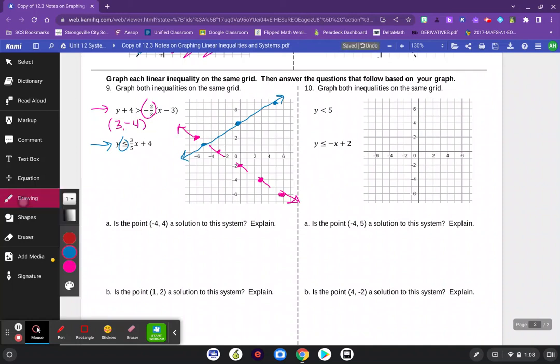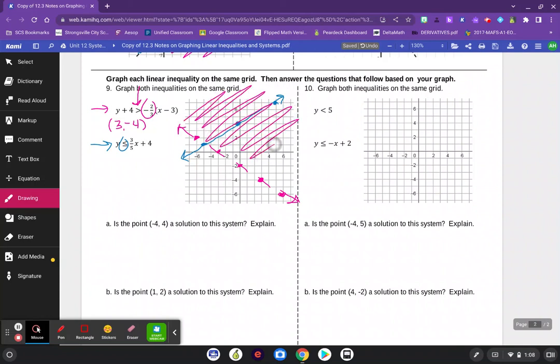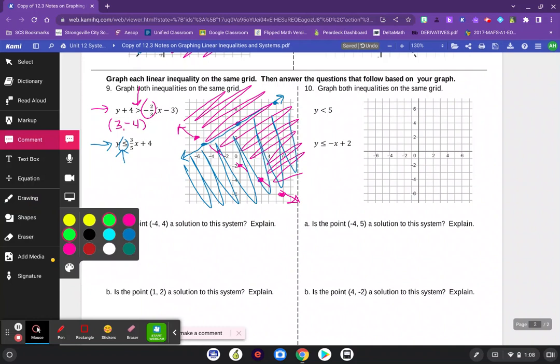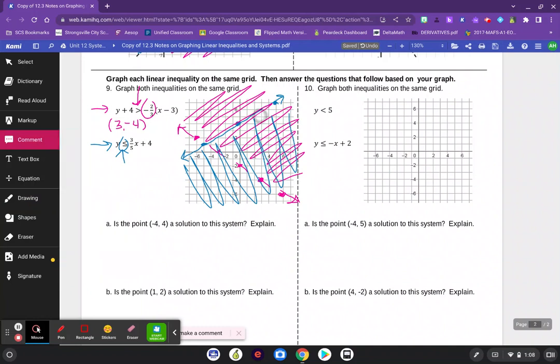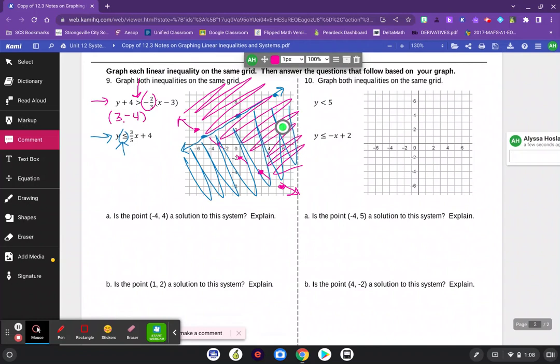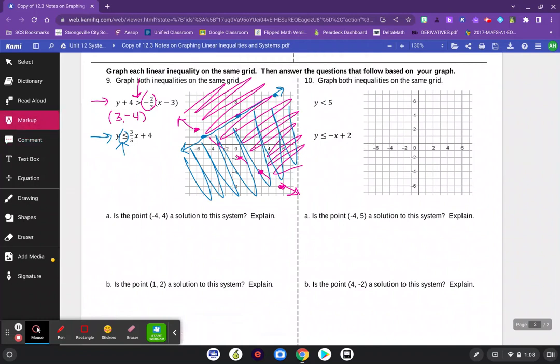Now I'm going to go back and I'm going to shade appropriately. So again, this is greater than, my pink line is greater than, so I'm going to shade above that dashed line. I'm going to go back to my blue. This one says less than, so I'm going to shade below my blue line. And then I like to highlight or circle or do something to acknowledge the fact that I have this double shaded area in through here. This is my region that overlaps.